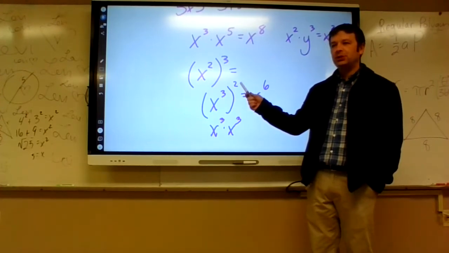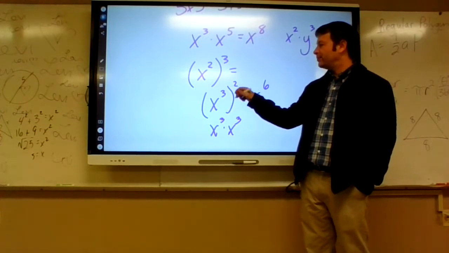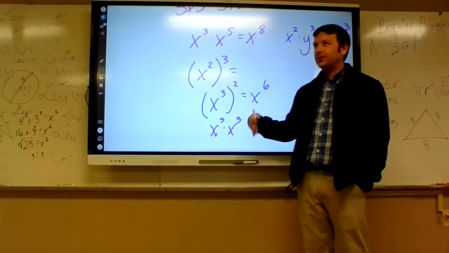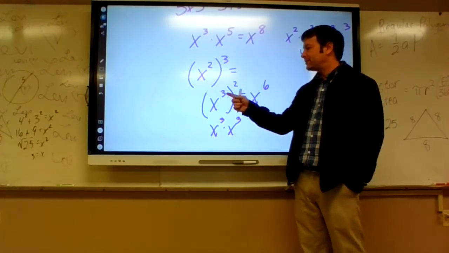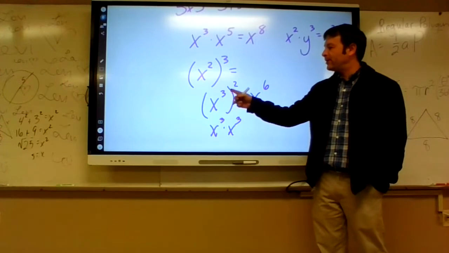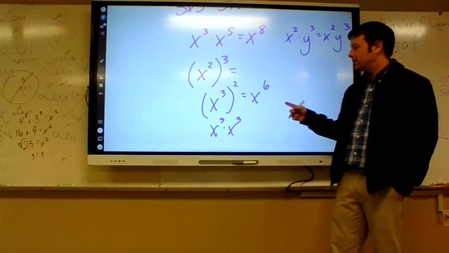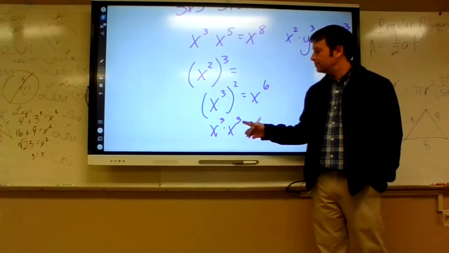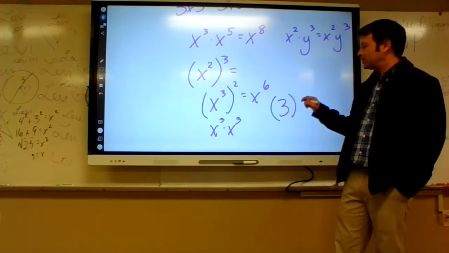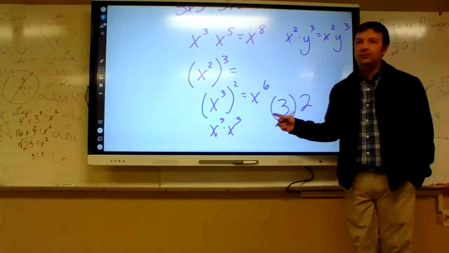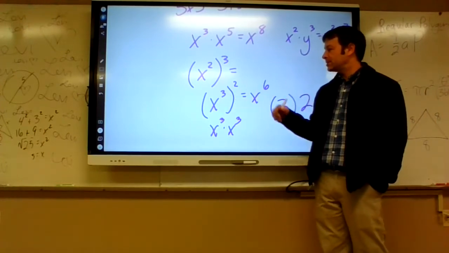If it was 5, it would be x cubed times x cubed times x cubed times x cubed times x cubed. So it's 3 plus 3 plus 3 plus 3 plus 3. So basically it's 3 times 5. So if you have a power to a power, with the parentheses, you multiply. That should be easier to remember, because what do numbers next to each other in parentheses usually do? Multiply. So that does work on exponents. That's x to the 6.